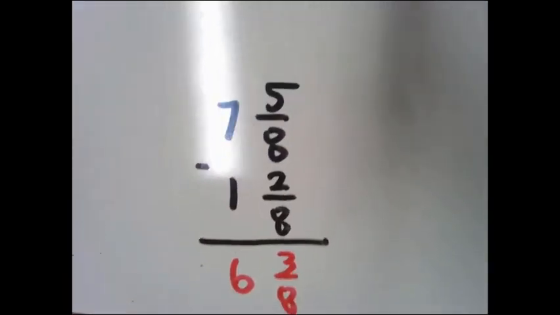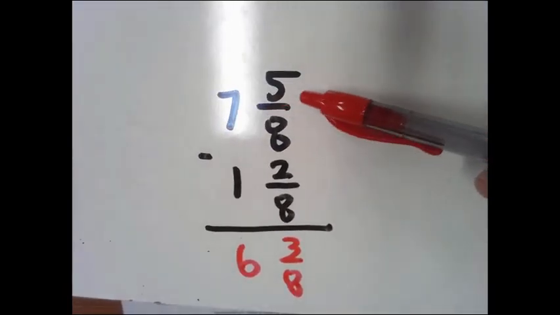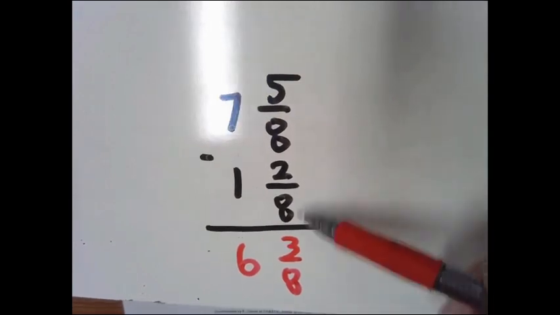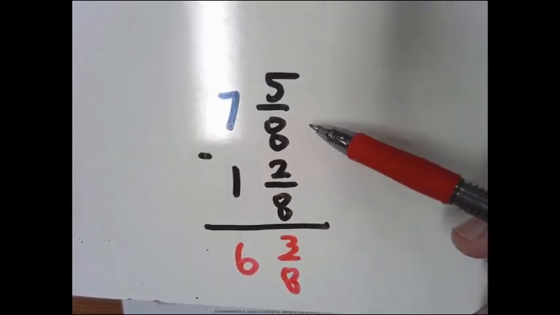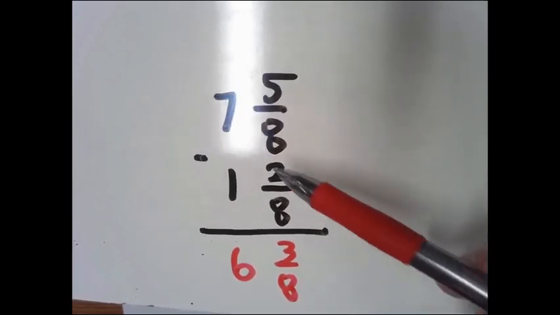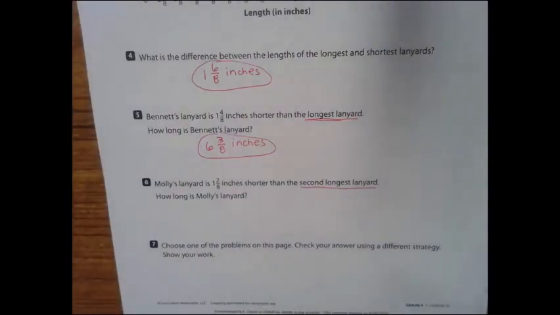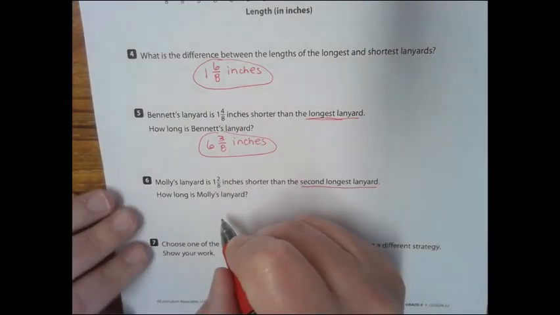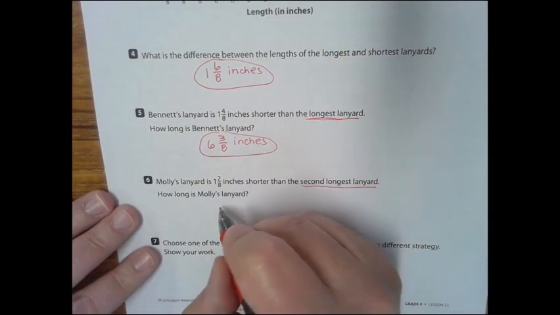It's right here. So 7 5/8, take away 1 2/8. So you go 5/8, take away 2/8, leaves you with 3/8, and 7 take away 1 is 6. So the answer there is, again, 6 3/8 inches.